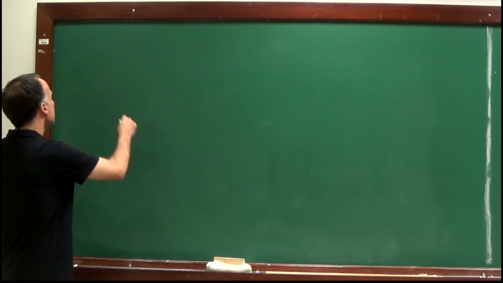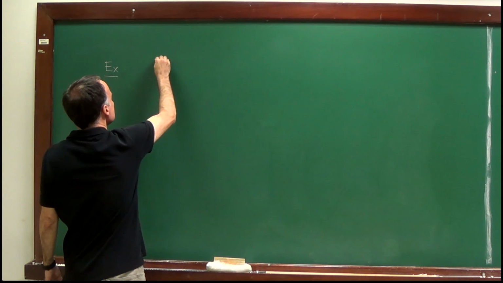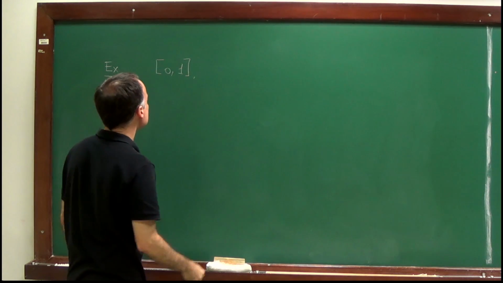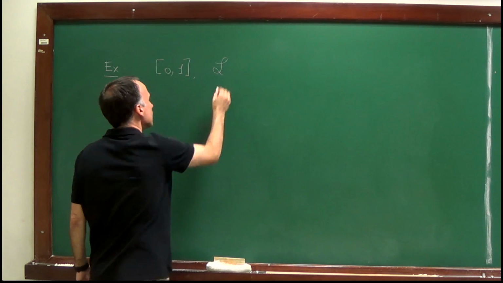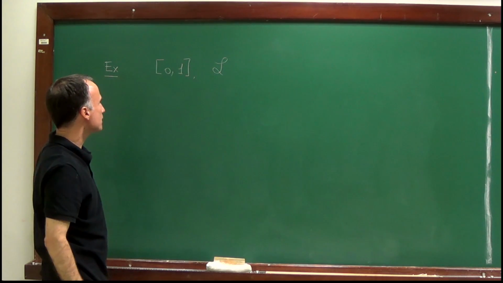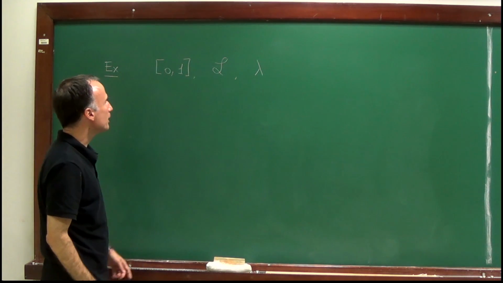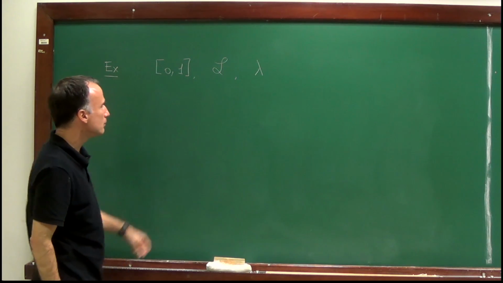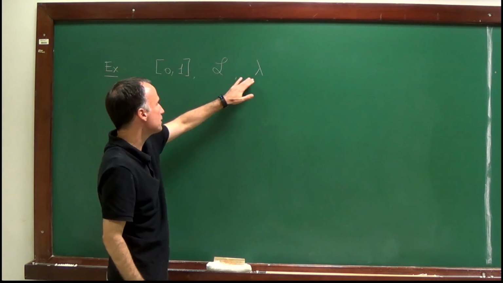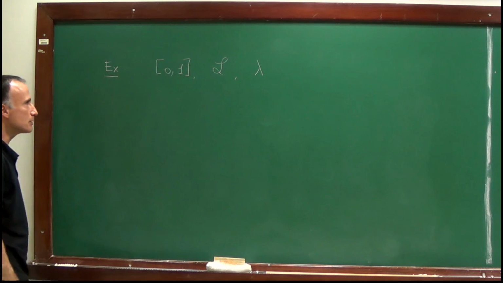So let me conclude with an example. Let's consider the interval [0, 1]. On this interval, let L denote the Lebesgue sigma algebra of subsets of [0, 1], and lambda denote the Lebesgue measure on [0, 1], which is defined on this sigma algebra of the Lebesgue sets. And remember that this sigma algebra is indeed complete. And lambda is finite, so of course lambda is sigma finite.